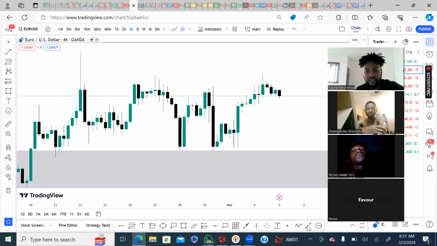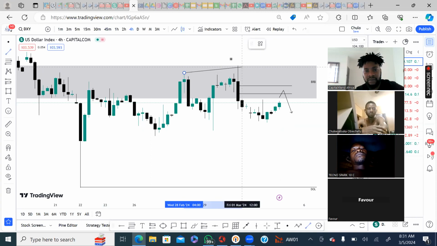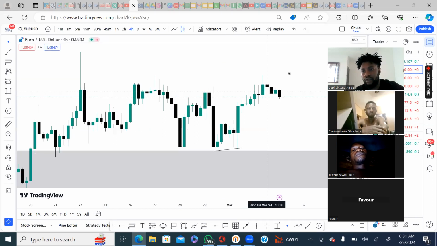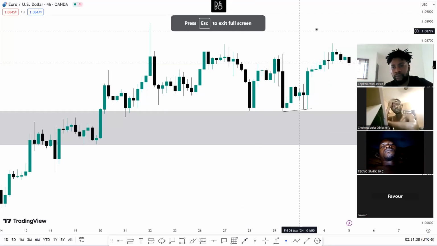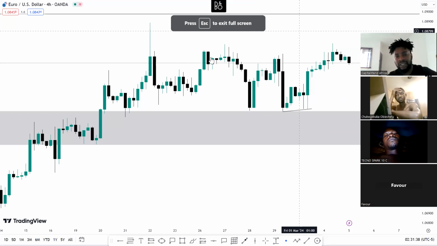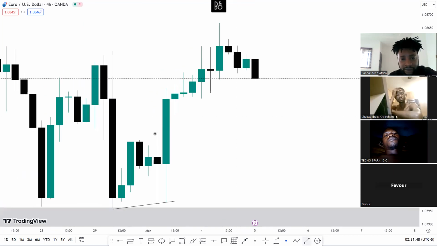And looking closely again, I have this. This is another SMT. So going to the dollar index, I have this. So this is helping to push price down, and this is helping to push price up. But that is not enough. Now I have this 4-hour internal range liquidity.